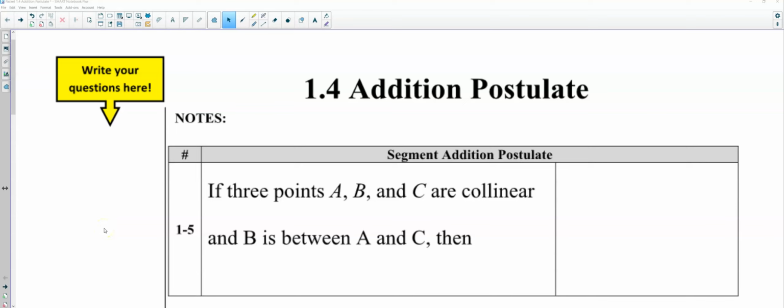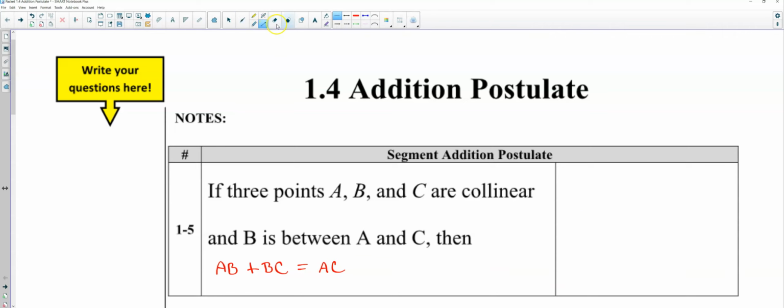Okay, here we go. We're going to review the addition postulates. We have the segment addition postulate that says if 3 points A, B, and C are collinear and B is between points A and C, then that means that AB, the distance from A to B, plus the distance from B to C would be equal to the distance from A to C. In reality, this is what it's saying.